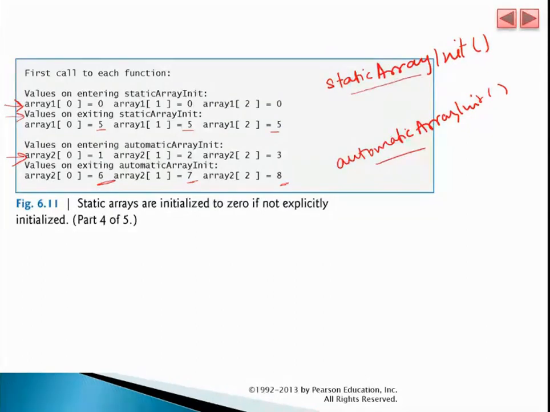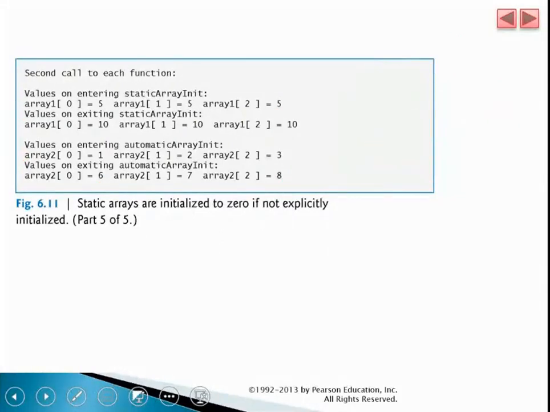Now let's see what happened when the function is called for the second time. When the function is called for the second time, the values of static array are 5 5 5. Why is it 5 5 5? Because we have increased every element by 5, because we have increased the value by 5 for each element.